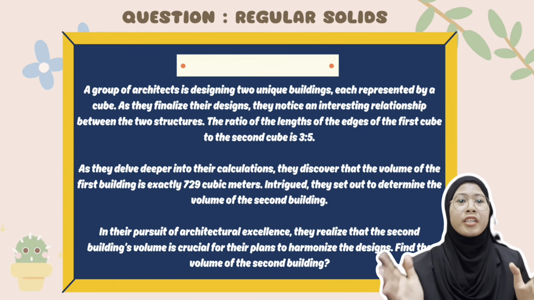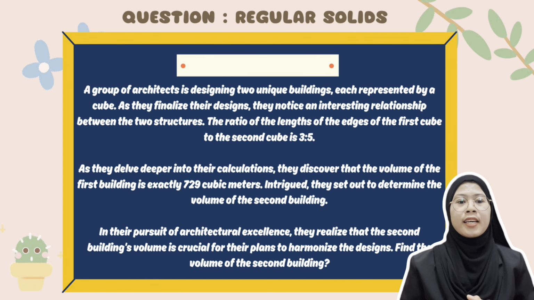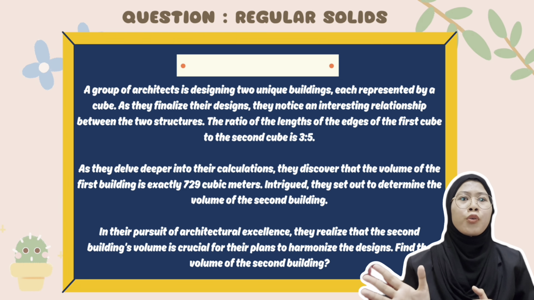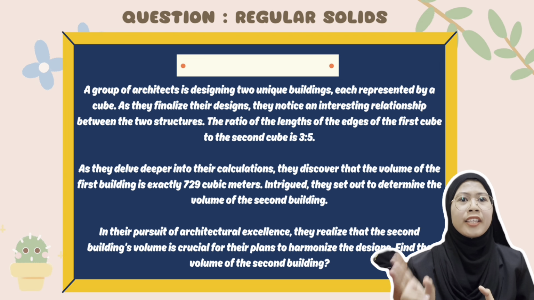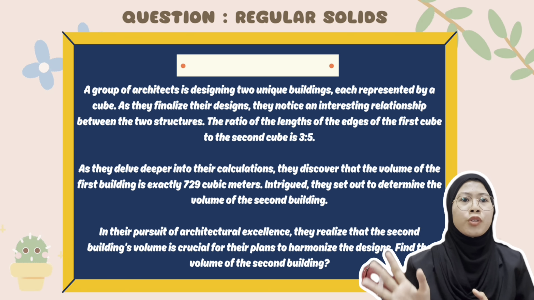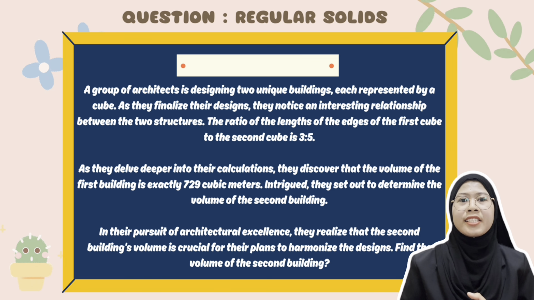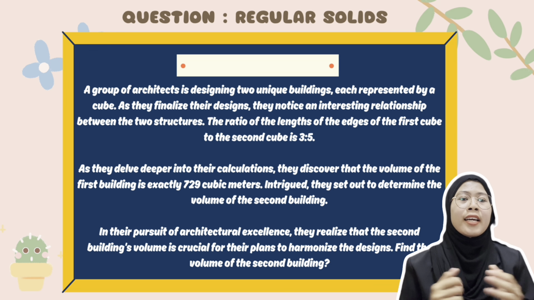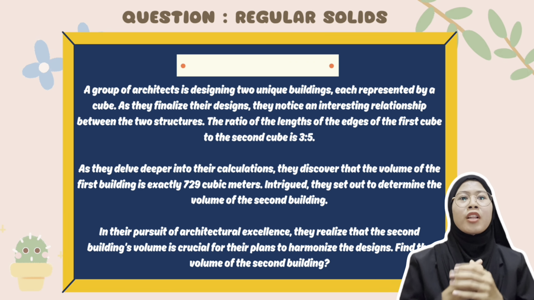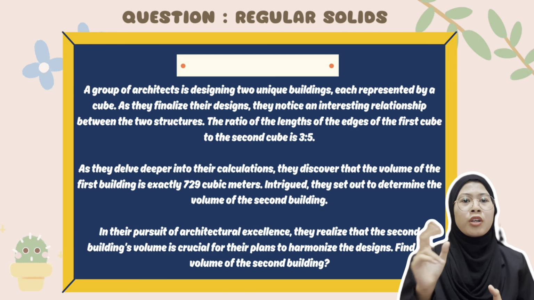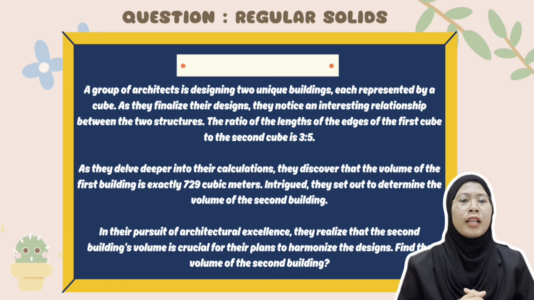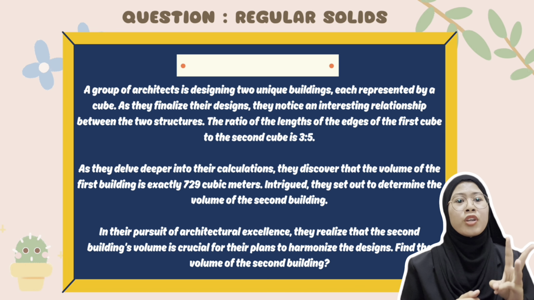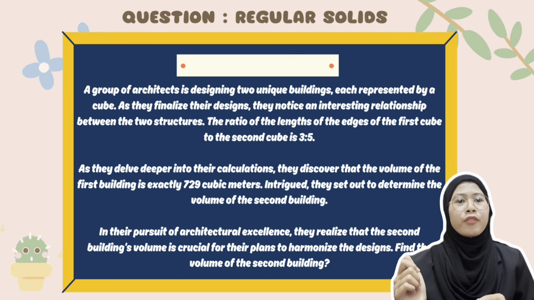So, the question about regular solids that I want to present today is: a group of architects is designing 2 buildings, and each building is represented by a cube. As they finalize their design, they notice an interesting relationship between the 2 structures. The ratio of the lengths of the edges of the first cube to the second cube is 3:5.